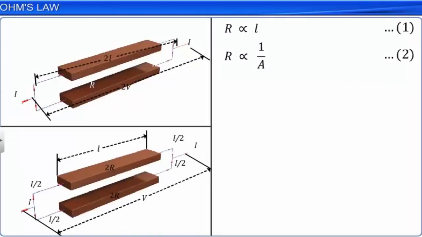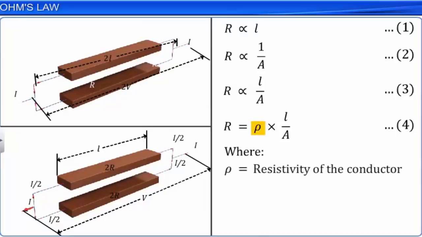Combining equations 1 and 2, we can write resistance R is proportional to L by A. Let this be equation 3. Replacing the proportionality sign with equality, we can write equation 3 as R is equal to rho into L by A. Let this be equation 4. Where rho is the constant of proportionality, which depends on the material of the conductor and is called resistivity.